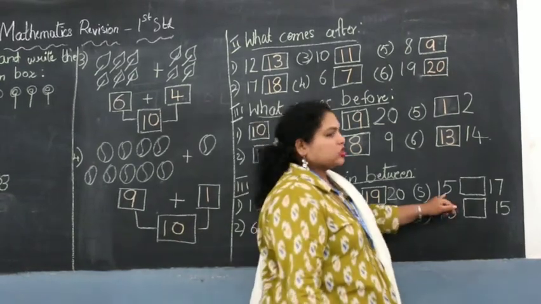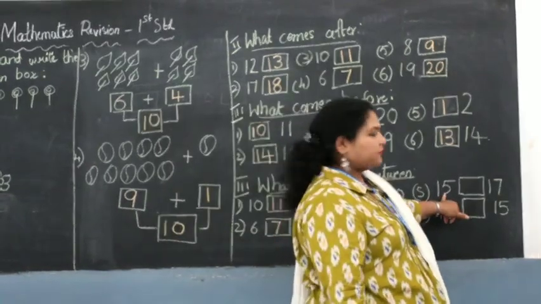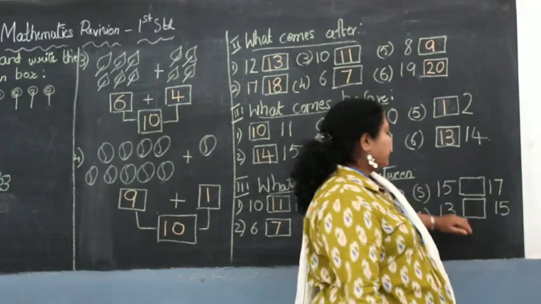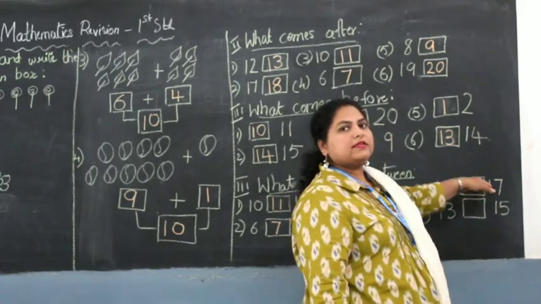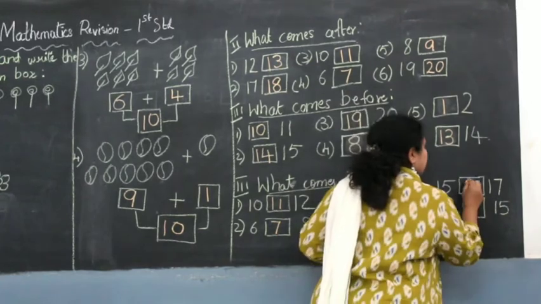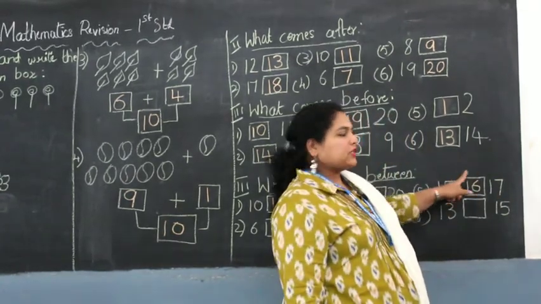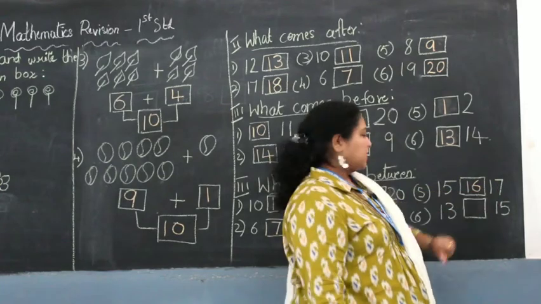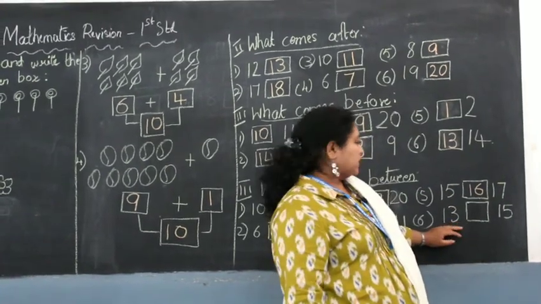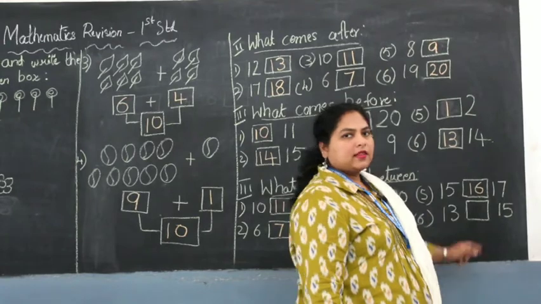So next question, what comes in between 15 and 17? 15, 16, 17. What comes between 13 and 15?